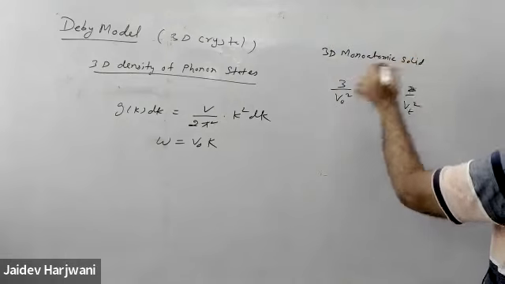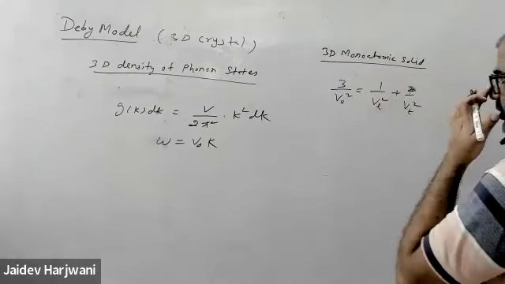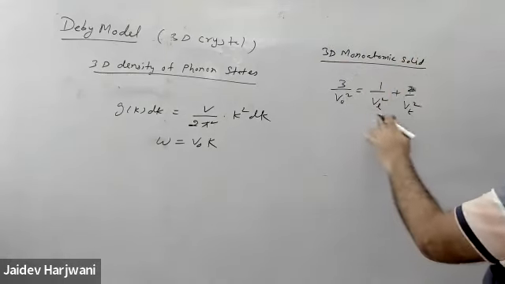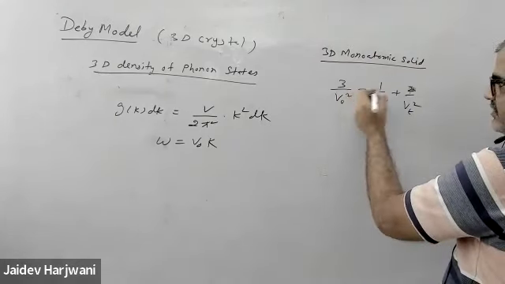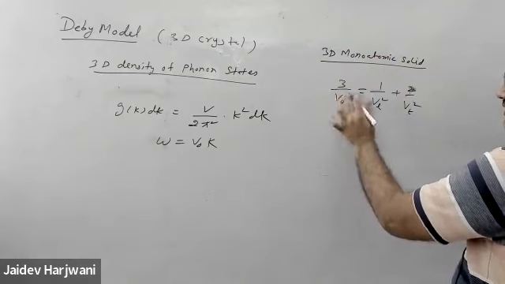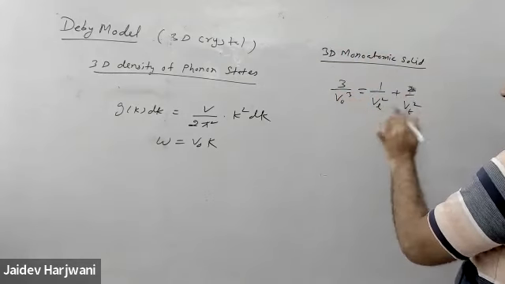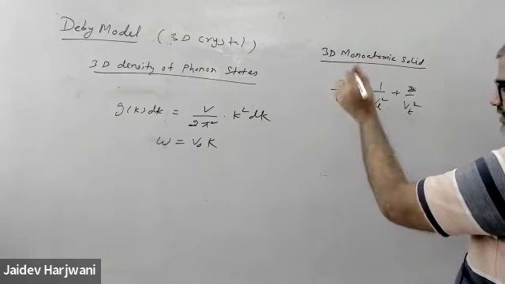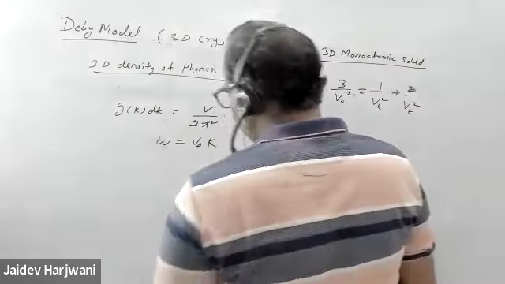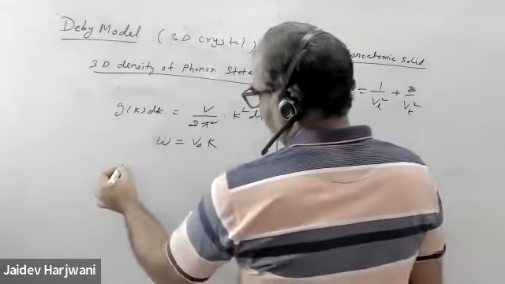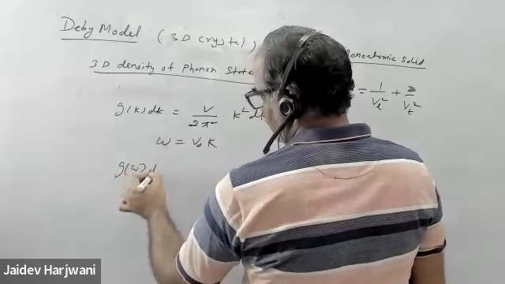So as I told you, there are 3 branches, and each branch has a different velocity, but we are taking an average of this one. We are assuming these are the same, and we are taking one kind of average of these velocities. So now this is the relation. So I can write g(omega) d omega.